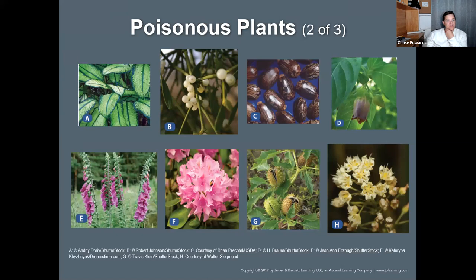So there are some pictures of some poisonous plants. A is Dieffenbachia. B, we talked about that earlier, mistletoe. C, castor beans. D, nightshade. E, foxglove. F is going to be a rhododendron. G is gypsum weed. And H is death camas. It's crazy sounding, death camas.